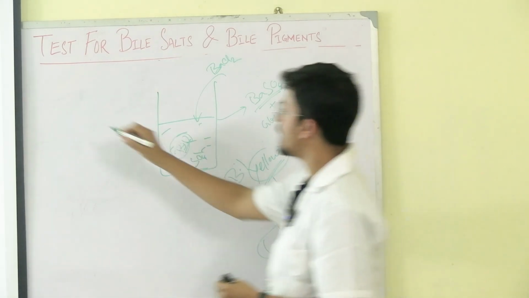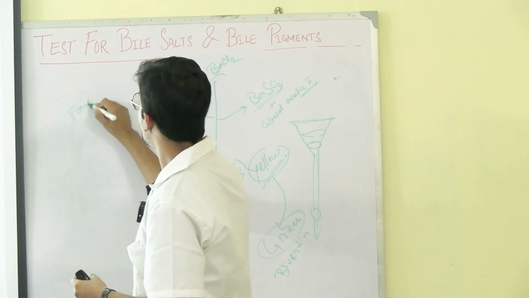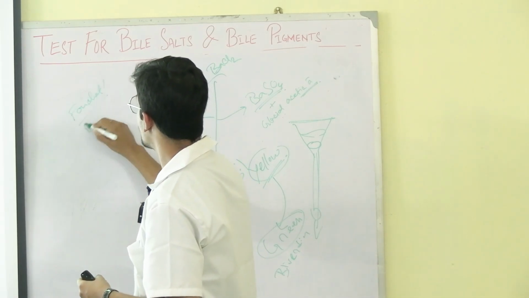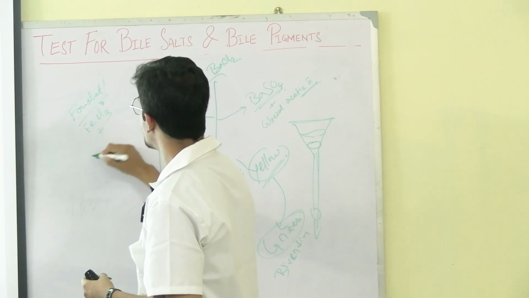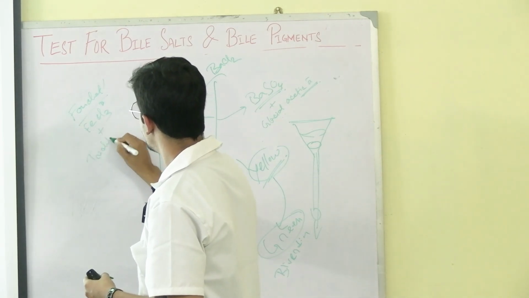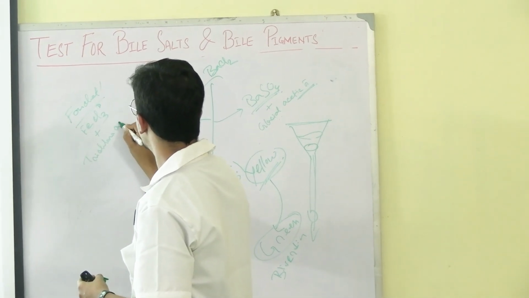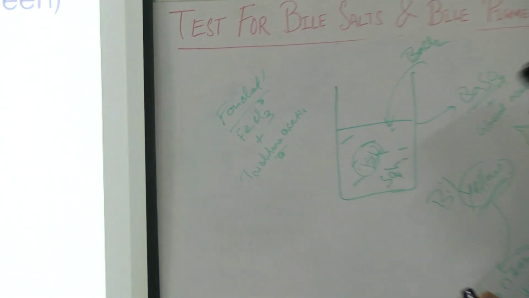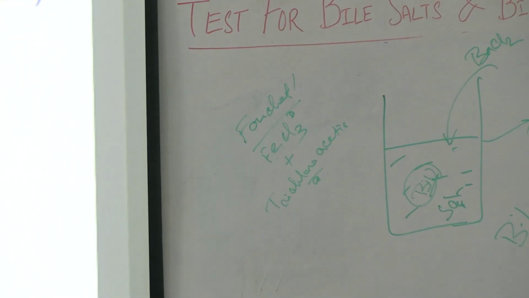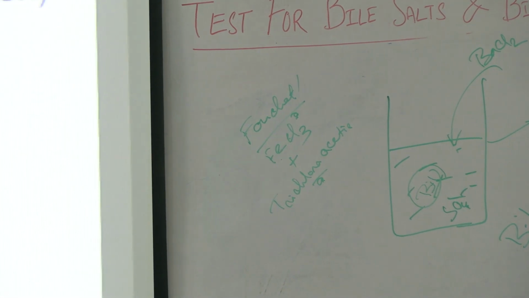The Fouchet reagent that I have mentioned contains ferric chloride, FeCl3, plus trichloroacetic acid. Okay, these two are the composition of the Fouchet reagent. Now read the principle again. See what is written over there.